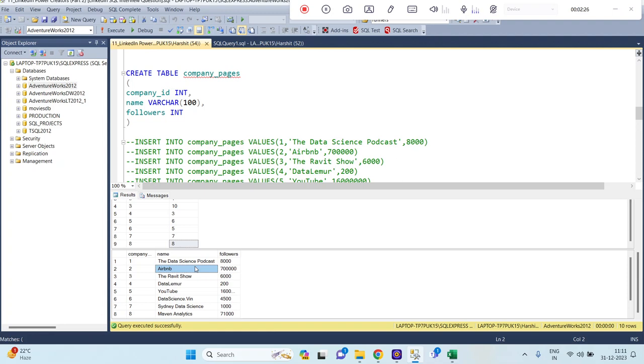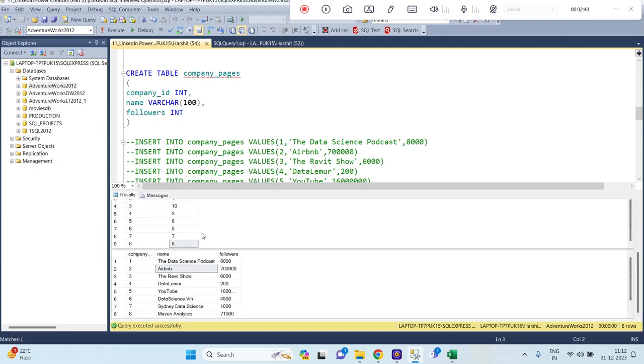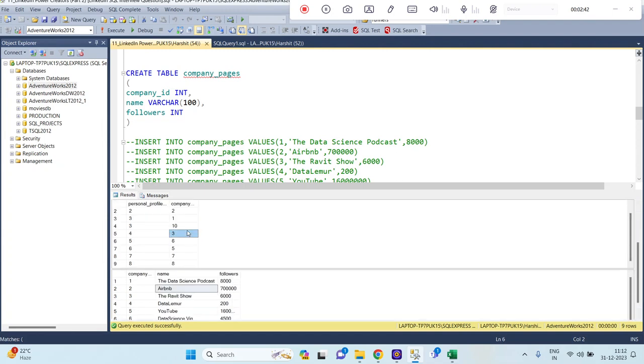So now over here we need to identify those individual persons whose followers are more than the followers of the companies they are working for, right? We need to identify them, and those persons are known as power creators.